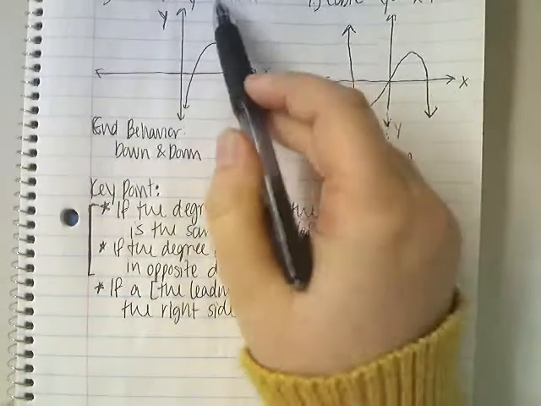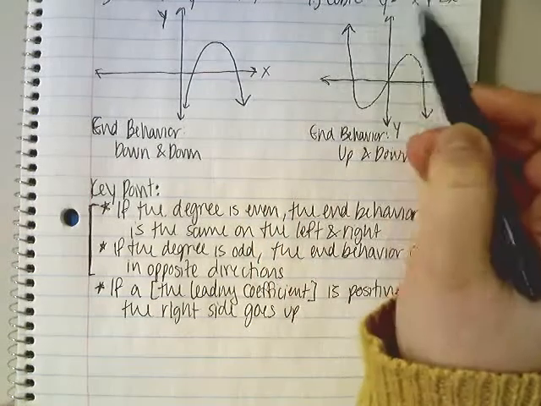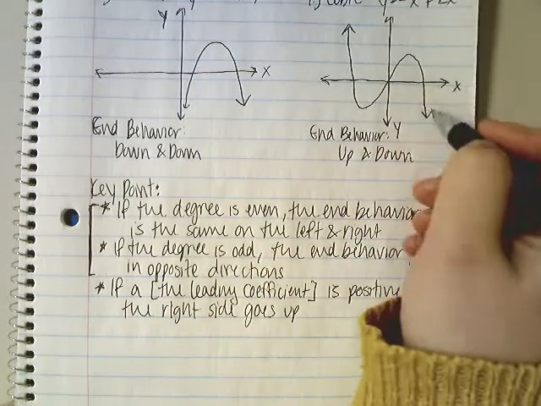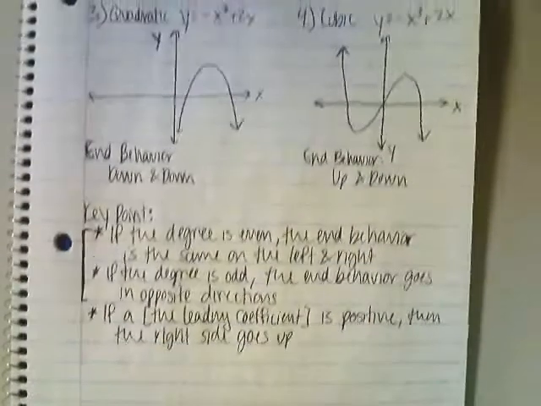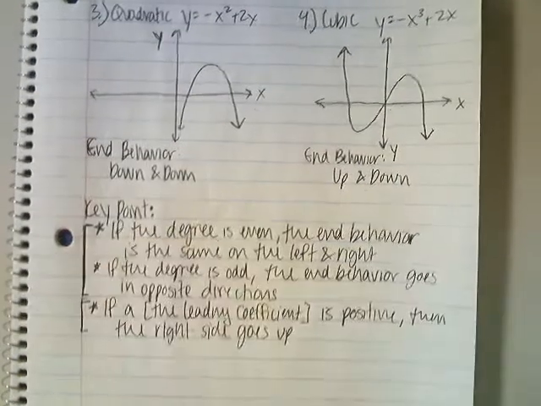So since a is negative here, I know it's going to go down. Since it's even, I know it must be down and down. Here it's negative, but it's odd, so I know they're going to be opposite. The right side's going to be down, which means the left side would have to go up. So you can kind of reason through what these will be based on these two rules.